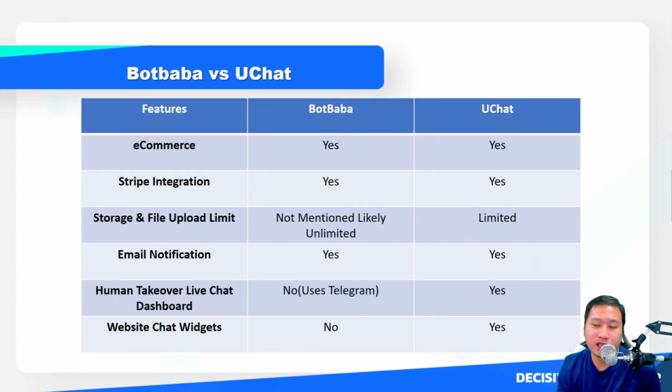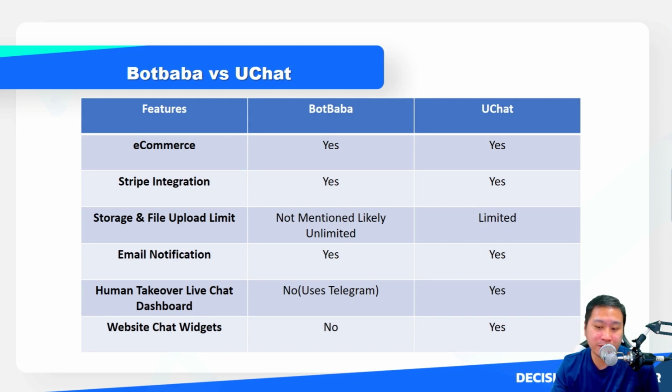And then for e-commerce, they both have these features. Stripe integration, Botbaba has that. UChat also has that. For the storage and file upload limit, Botbaba doesn't mention it. I would think that it's unlimited, whereas for UChat it is limited. Email notification is included. Human takeover live chat dashboard, Botbaba doesn't actually have that. You've got to use Telegram to handle these messages. For UChat, they do have a dashboard built in.